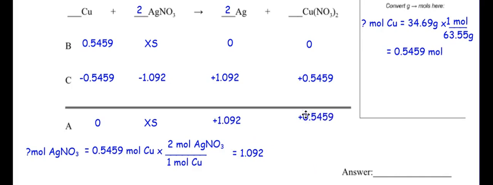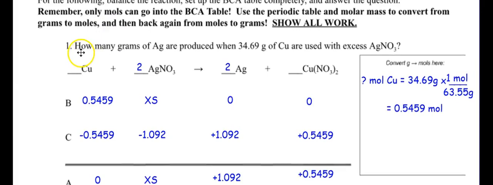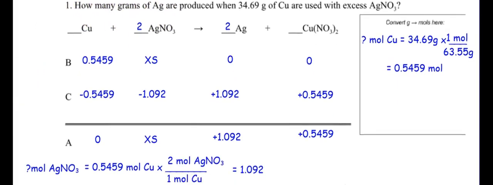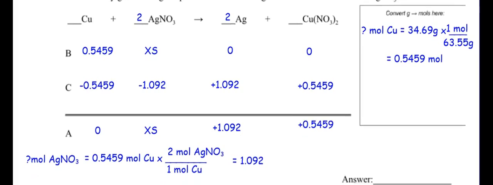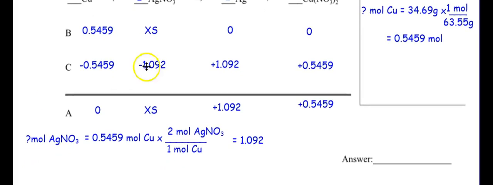So I filled out my BCA table, but have I answered the question? Well, what's my question? I've already forgotten. All right, here it is. How many grams of silver have you produced? All right. Well, folks, 1.092 is not grams. What is that unit here? It's moles, isn't it? So now I need to convert how many grams are in 1.092 moles.